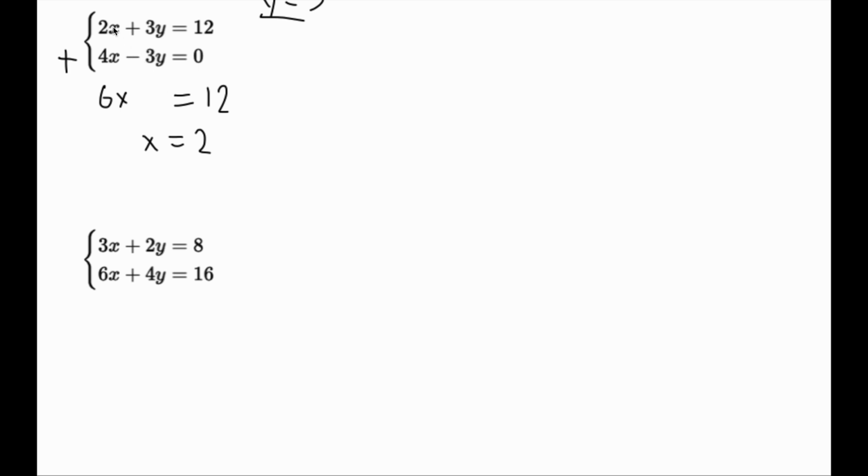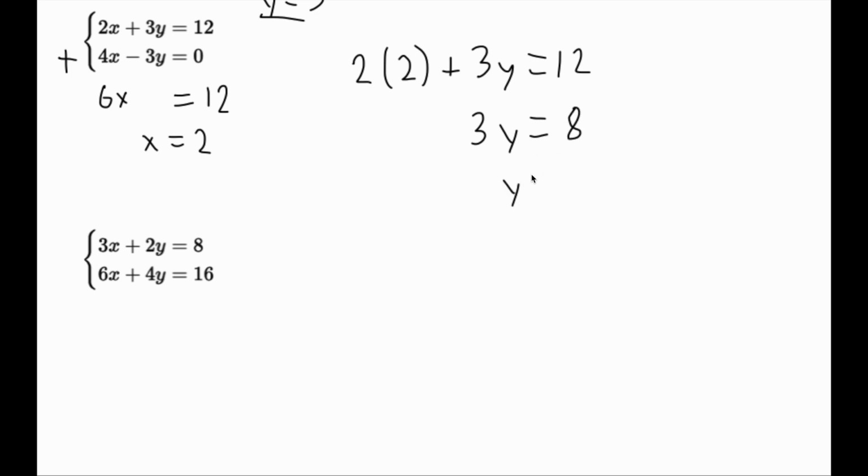I think this top equation looks a little easier. So we'll go 2, and then plug in 2 for x. So 2 times 2 plus 3y equals 12. Now that's 4. We're going to subtract that to the other side. 3y equals 8. Now y equals 8/3.